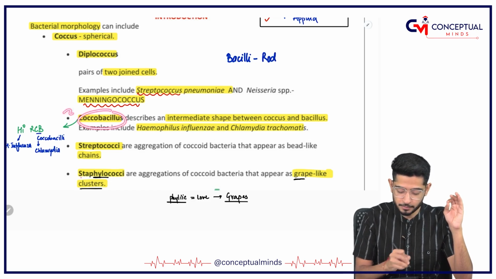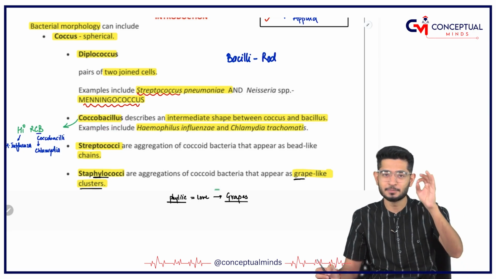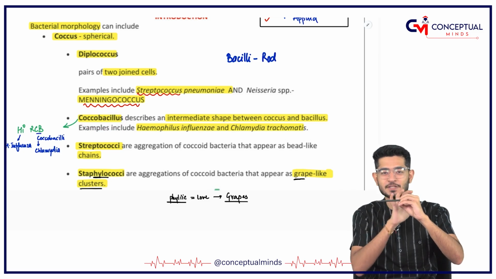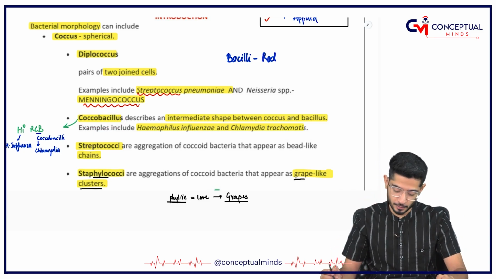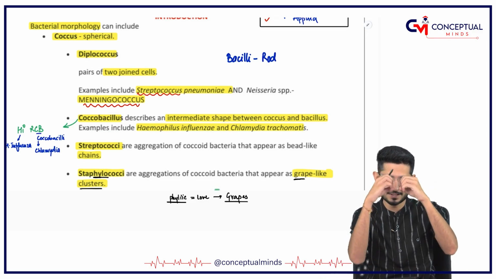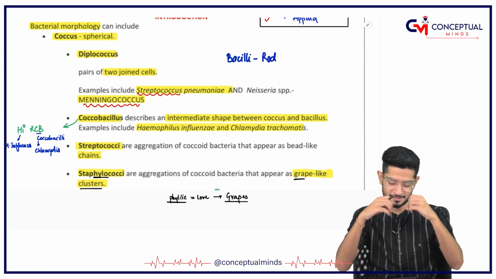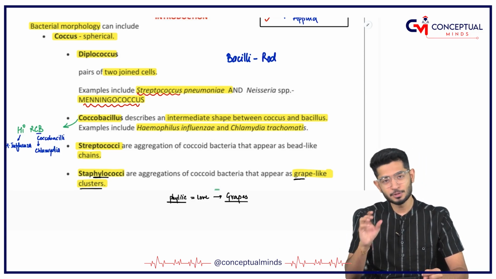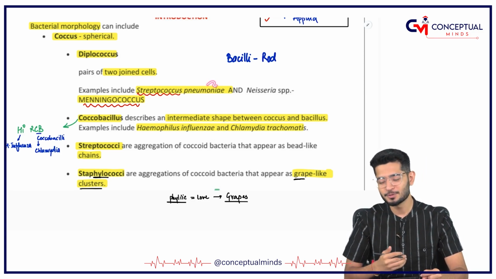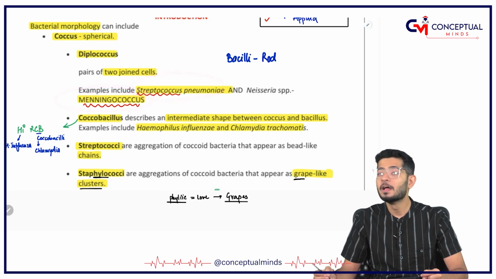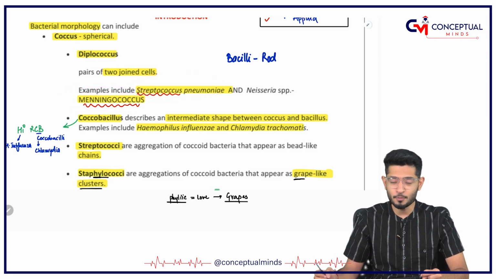So what will be the meaning of the word cocobacillus? That means it is spherical as well as rod shaped. So cocobacilli, right? Now please understand the examples of diplococcus. Diplococcus means two spherical ones joined together. So the examples are Streptococcus pneumoniae and meningococcus. Coming on to the next part, that is cocobacilli.